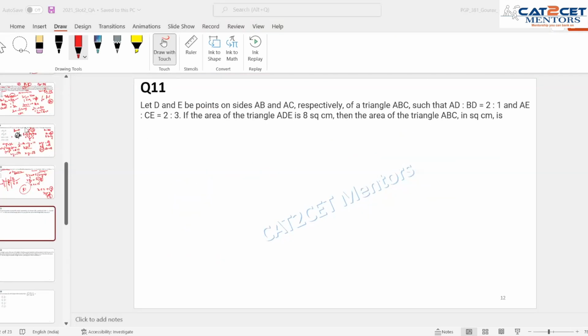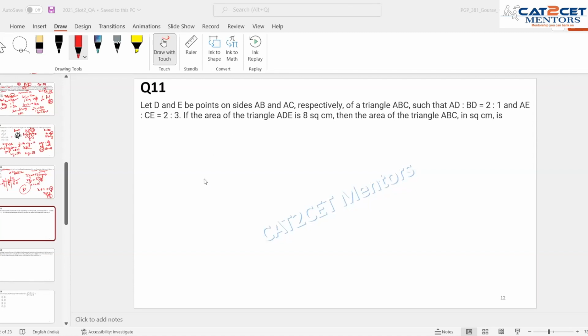So in this question we are given, let D and E be midpoints. Oh, sorry, D and E be points on sides AB and AC respectively of a triangle ABC, such that AD is to BD is 2 is to 1, and AE is to CE is 2 is to 3. And we are given, if the area of triangle ADE is equal to 8 centimeter square, then we need to find the area of triangle ABC.